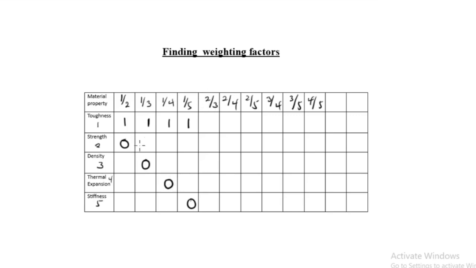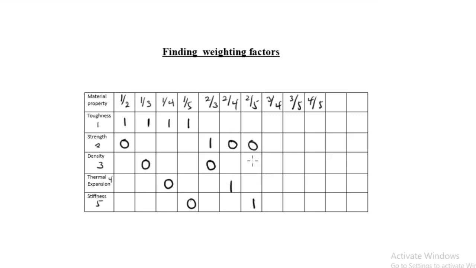I'm going to compare strength and what? Strength and density, right? For strength and density, I'll give strength 1 and density 0, because I want more strength and I'm not concentrating on the density. Then strength and thermal expansion. I want thermal expansion, so strength becomes 0. Then strength and stiffness. I prefer stiffness, so stiffness is what I want, and strength becomes 0.